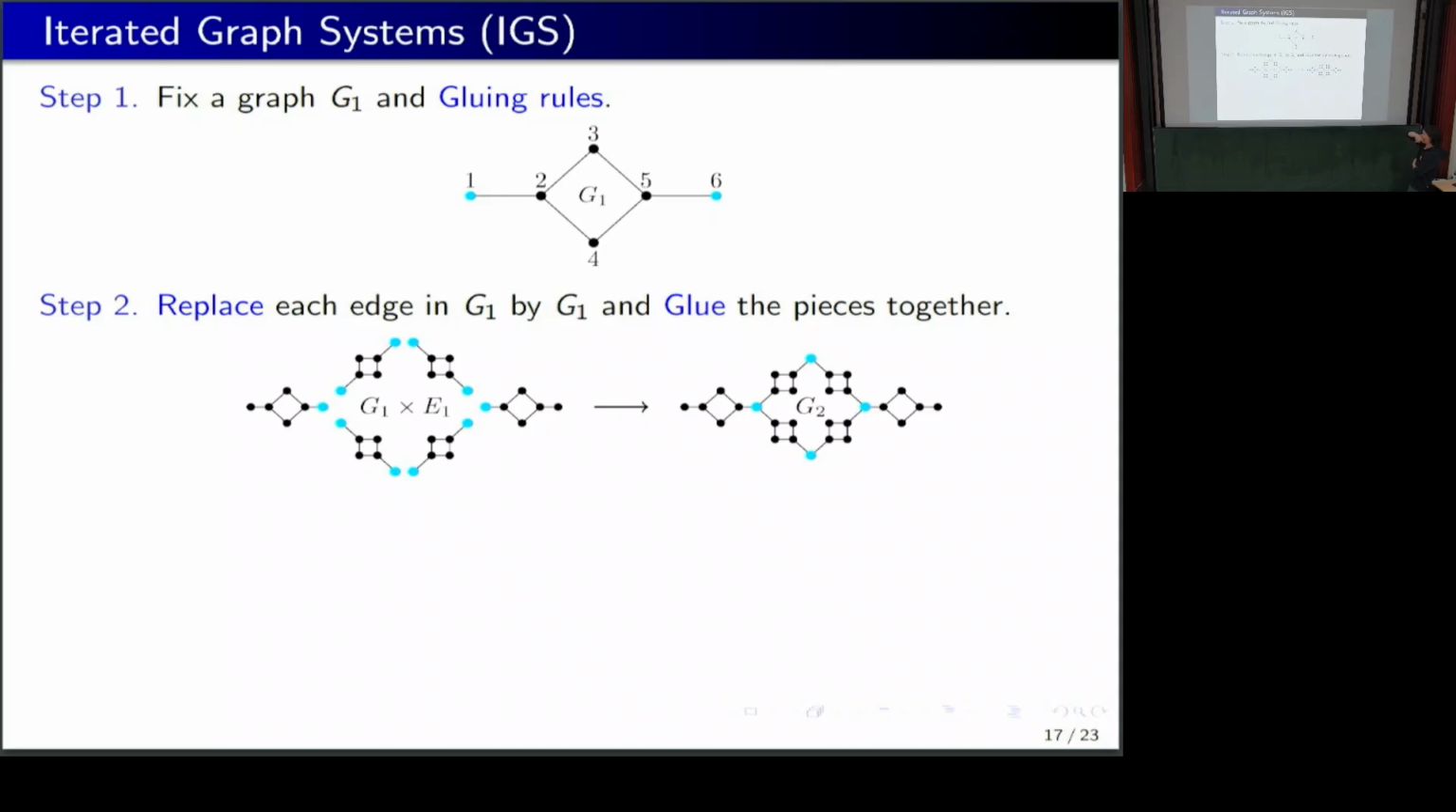The next step is that I replace each edge in my first graph with the first graph, and I obtain this kind of disconnected graph. And then, according to the predetermined gluing rules, I just glue them together. So in this particular case, the gluing is that I have the first graph here. So for example, here, I replace these three edges.